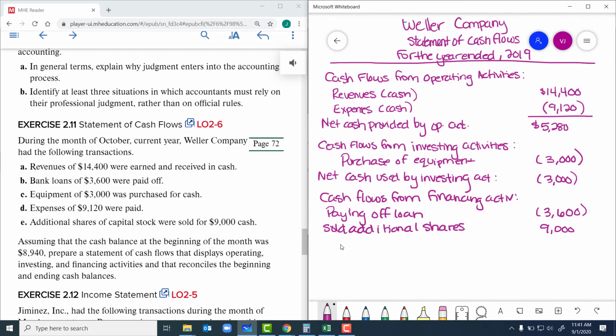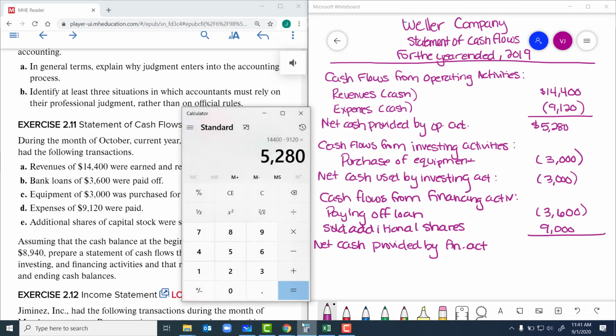Let's scroll up a little bit. So net cash, in this case, the 9,000 is a little bit more than the negative 3,600, so it'll be net cash provided by financing activities. Okay, so let's see what that would be. So we'll do 9,000 minus 3,600. That is $5,400.